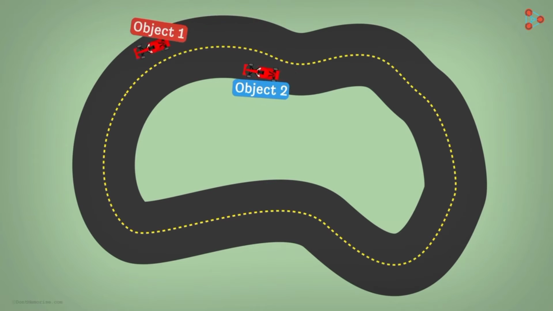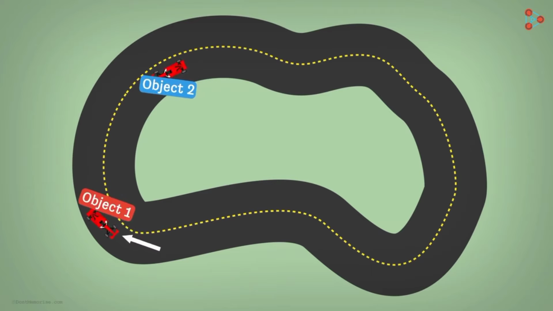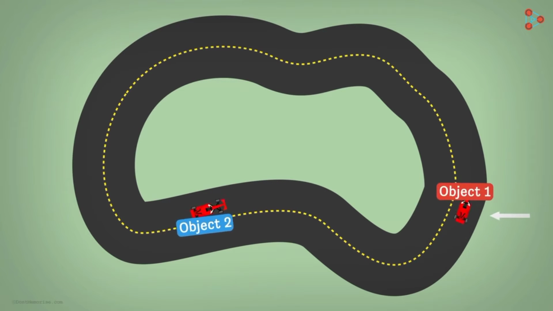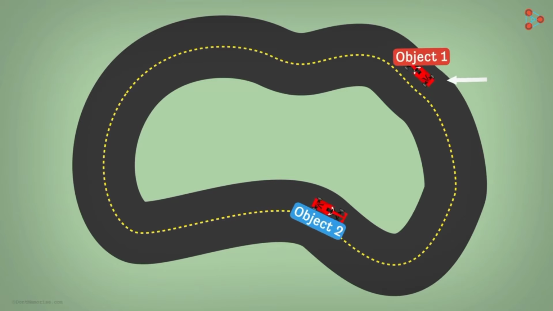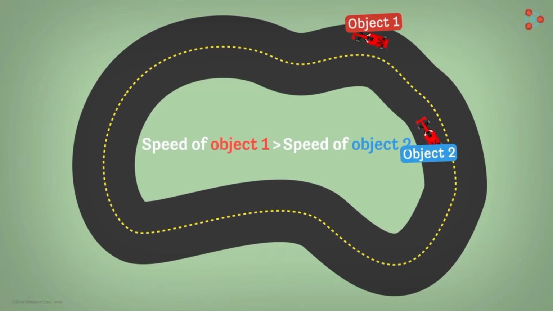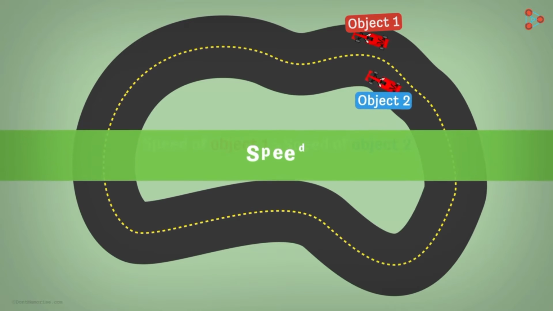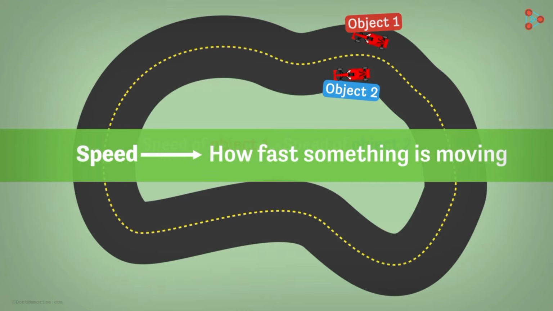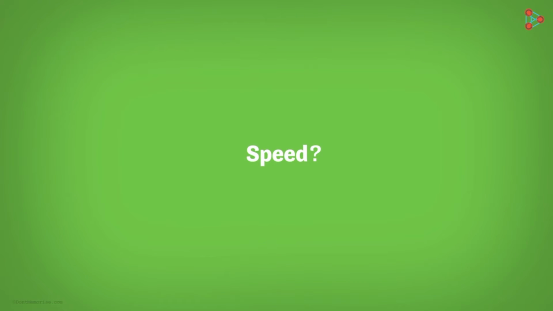Clearly, this one is moving faster. In comparison to object 2, object 1 is lagging behind. Hence we say that the speed of object 1 is more than the speed of object 2. Speed is a physical quantity which tells us how fast an object is moving.